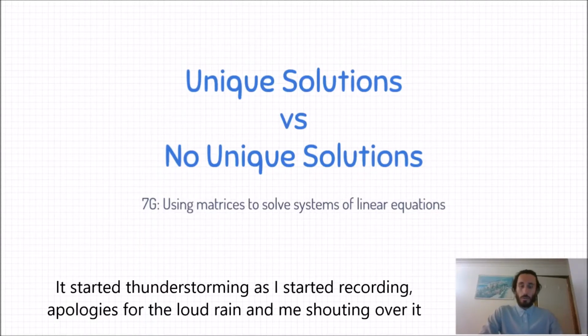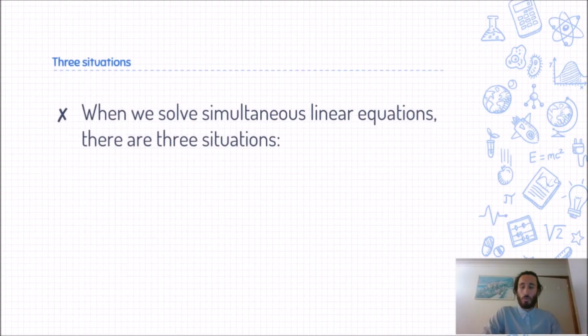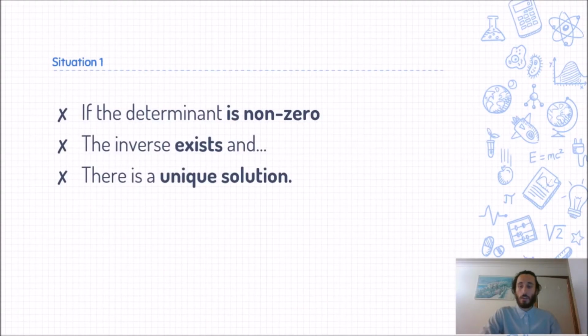Hey guys, as promised, here is the extension video for 7G for systems of linear equations using matrices, unique solutions versus no unique solutions. So when we're solving these systems of linear equations, there are three different situations that can occur. The first one is when the determinant of the matrix is non-zero.